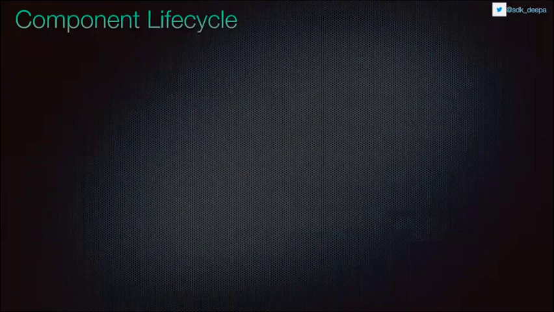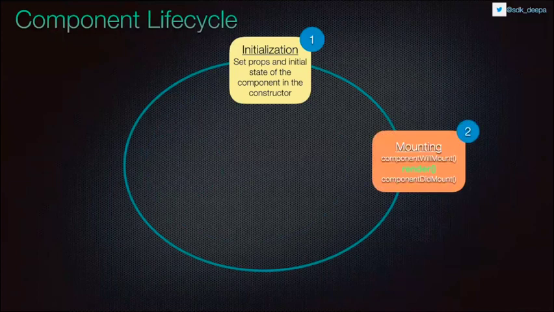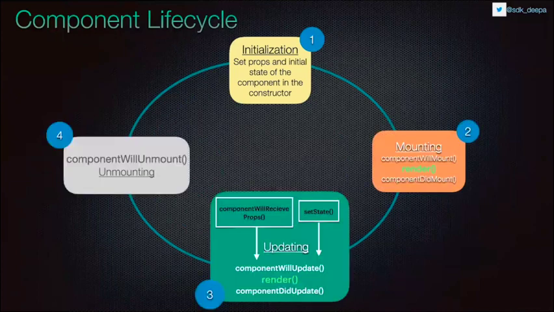So now let's see component lifecycle. These are specifically for class components. There are four steps to it. When you're creating a class component, first you initialize it, then you mount it, then you update it, and then finally you unmount it. When you initialize it, you set props and the initial state of the component inside the constructor, like I showed you before.